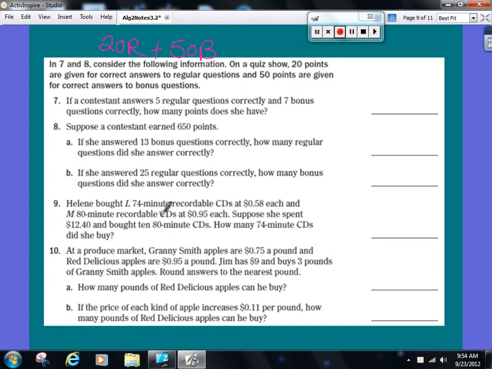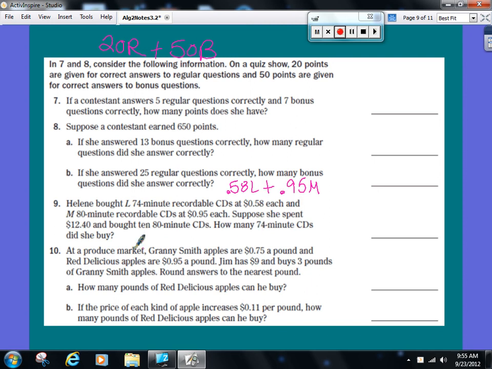9. Helene bought L 74-minute recordable CDs at this much, M 80-minute recordable CDs at this much. Suppose she spent $12.40 and she bought 10 80-minute CDs. How many 74-minute CDs could she buy? Again, start with this. The 74 doesn't go with the L, it's the cost per unit. So 0.58 L plus, oh, there it is, 95 cents. 0.95 M. Okay, that's your linear combination.